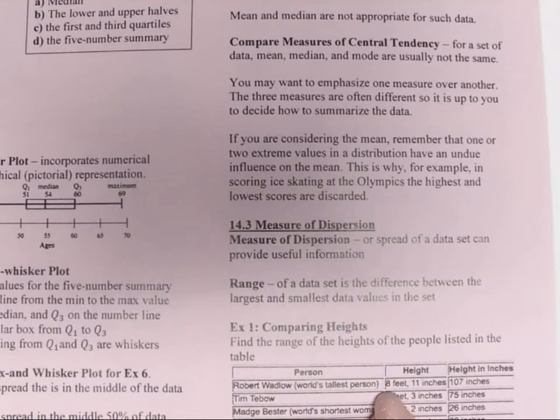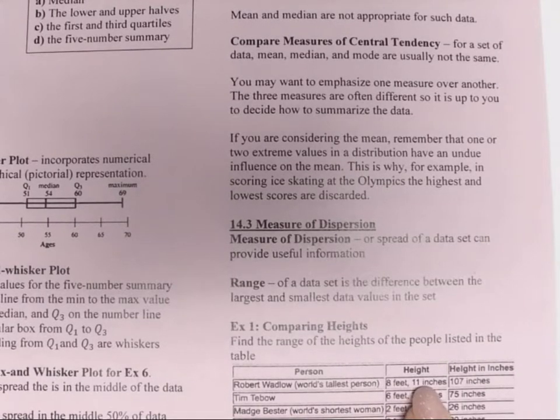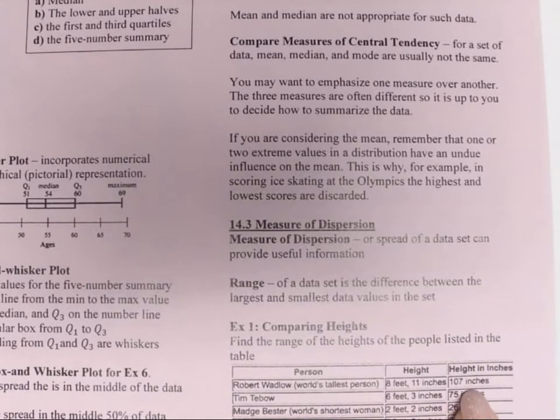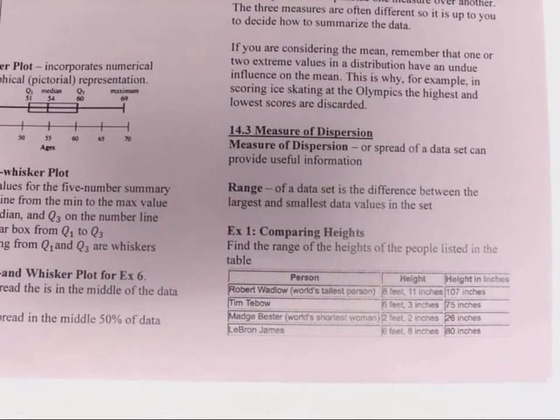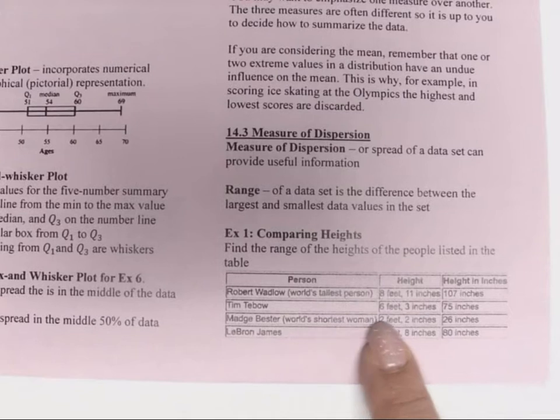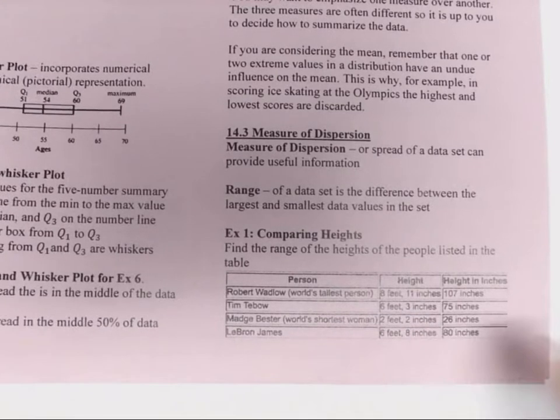smallest. So our tallest person is 8 feet 11 inches, or 107 inches. And we're going to go with just the inches category rather than trying to do the feet in that. And our smallest person is 26 inches.